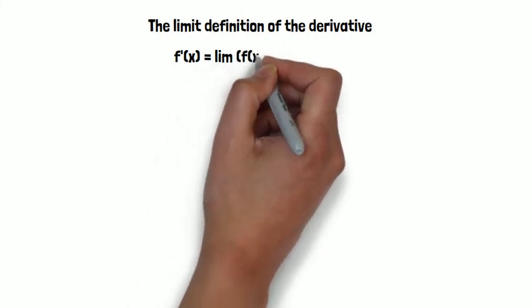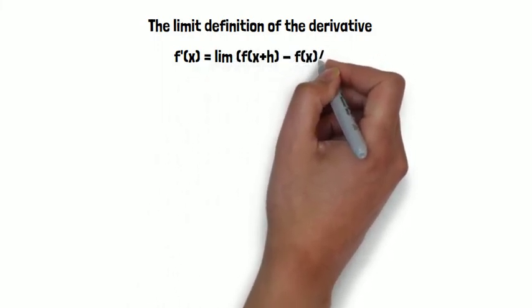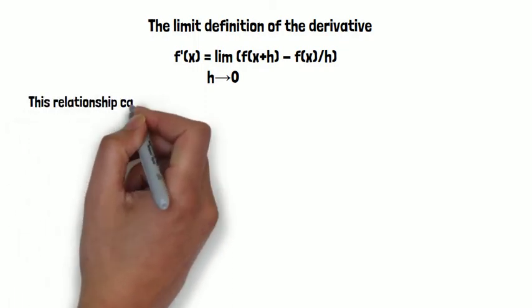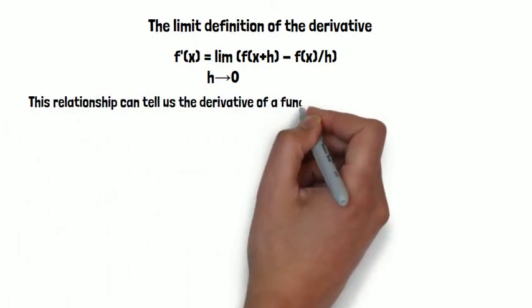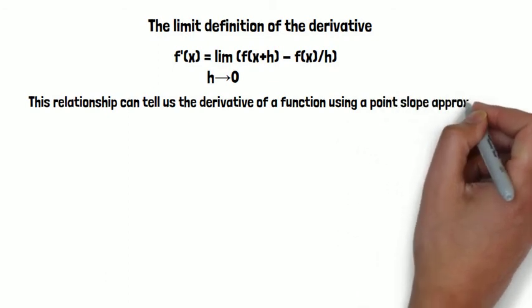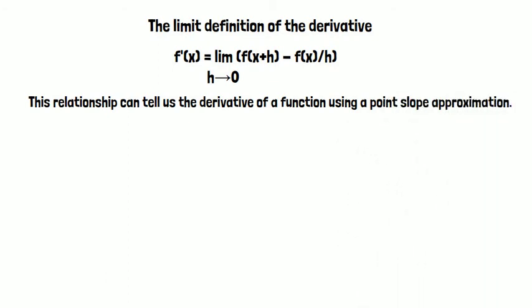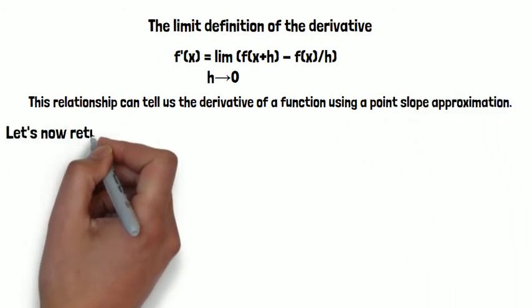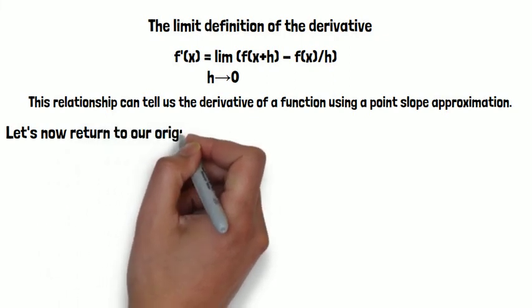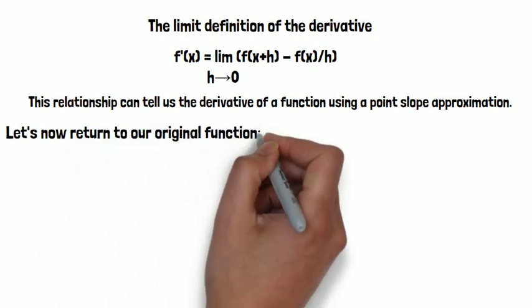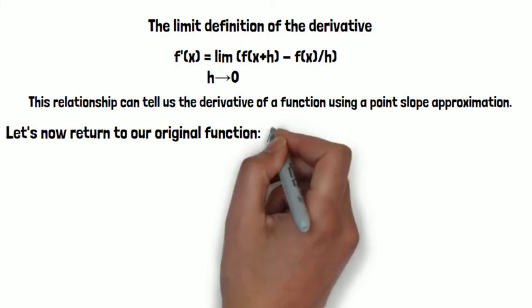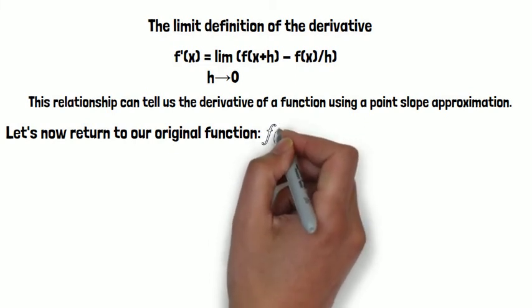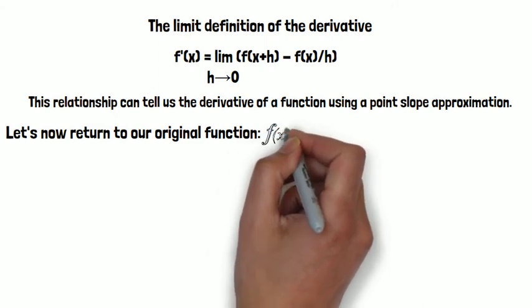So this is the definition. f prime of x, which denotes the derivative at any point, is equal to the limit of f of x plus h minus f of x, over h, as h goes to 0. You can write that down if you need to. That might take a second to write down. This relationship can tell us the derivative of a function using a point-slope approximation. Now let's return to the same function to find an approximation using this.